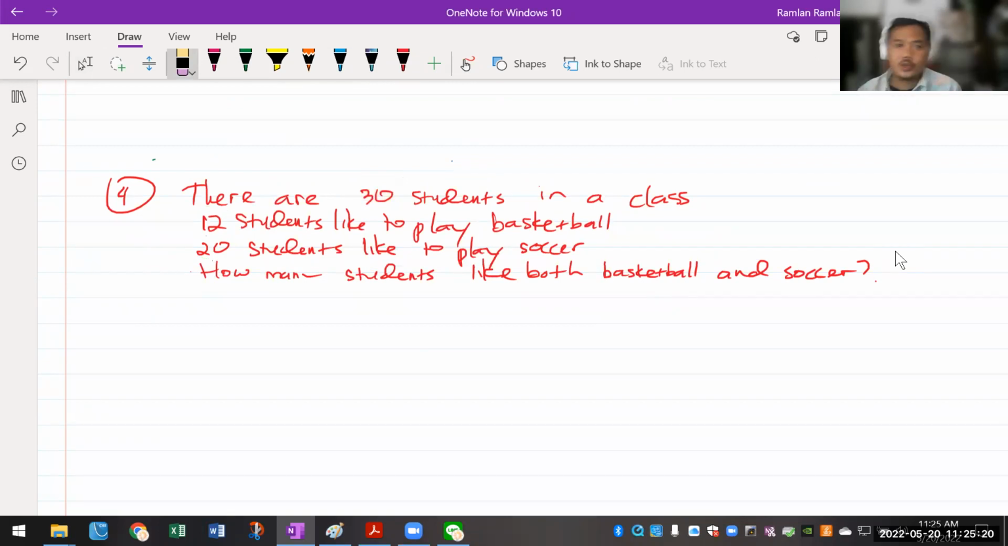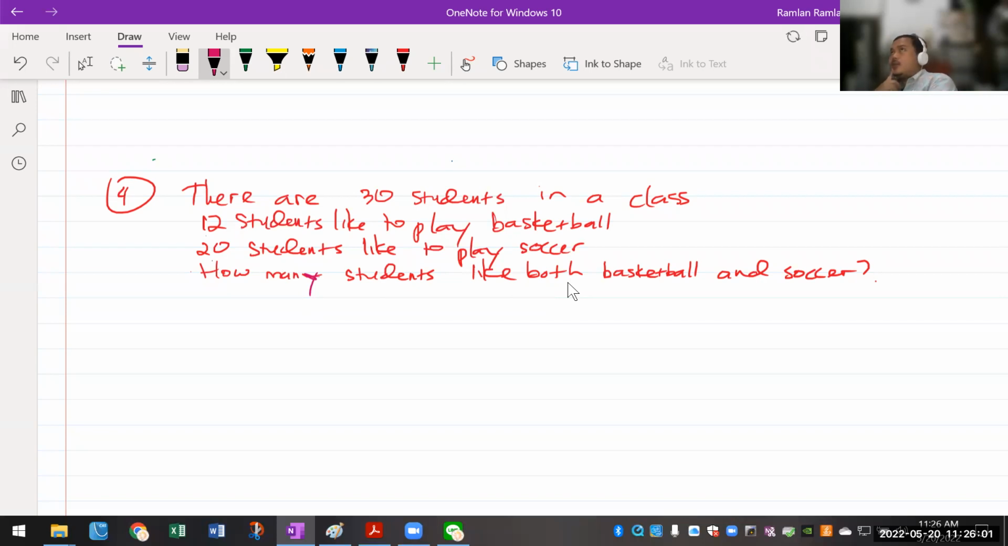There are 30 students in a class. 12 students like to play basketball. 20 students like to play soccer. How many students like both basketball and soccer? Let me give you the question again: if there are 30 students in the classroom, and 12 students like to play basketball and 20 students like to play soccer, does it make sense?